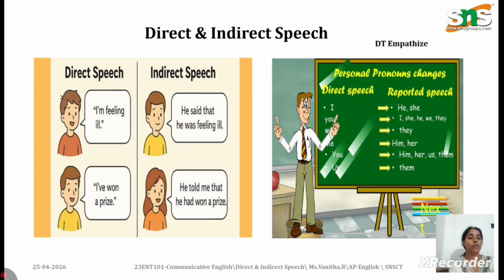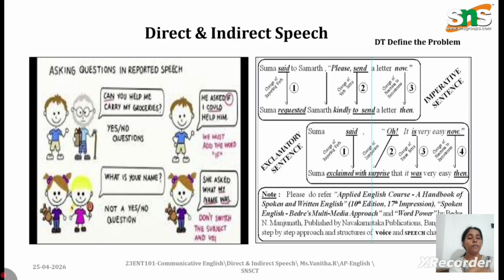When I change the question form into indirect speech, it is like, he said if I was ready. So instead of a question mark, we use either if or whether. The thing is so simple: instead of a question mark, we use if or whether. That's it. A statement becomes a statement form.